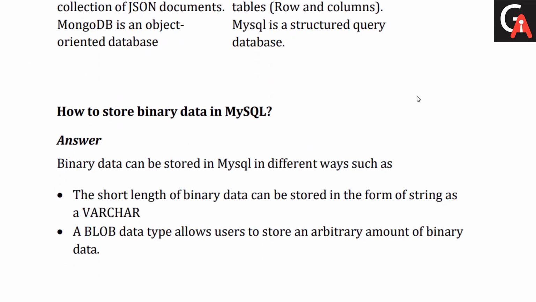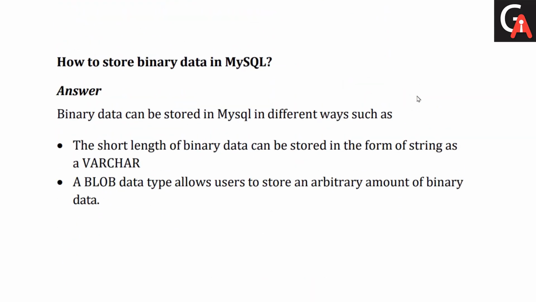Okay, let's move forward with the other question we have. How to store binary data in MySQL? First of all, what is binary data? Binary data is in the form of zeros and ones. If I give an example, suppose I have a photo of a cat and I want to store it in the database. This image data will be converted into binary, into zeros and ones format. In that way we can store the image in the database.